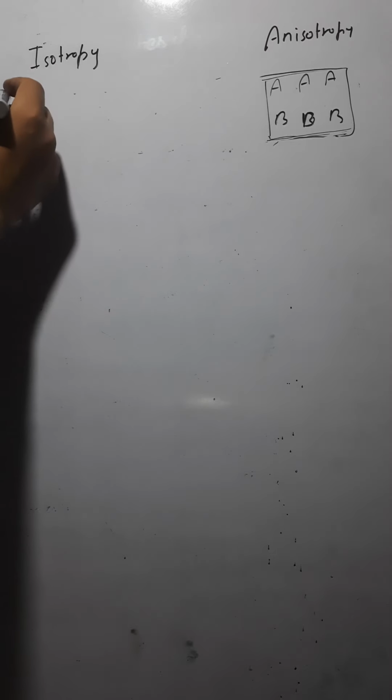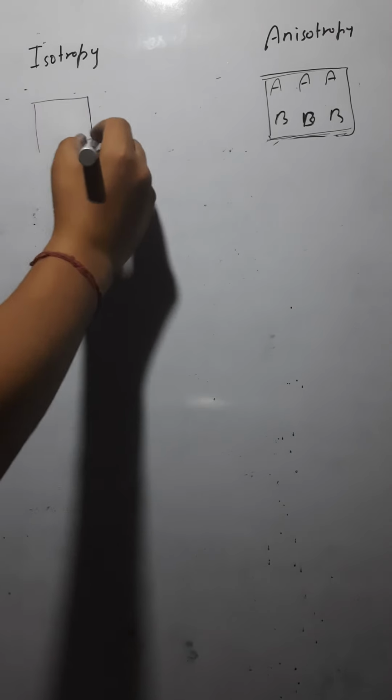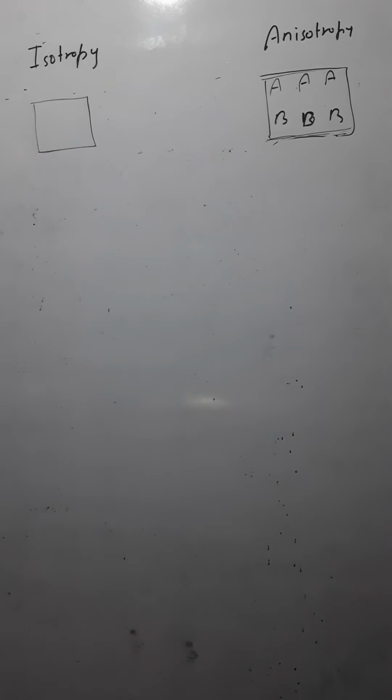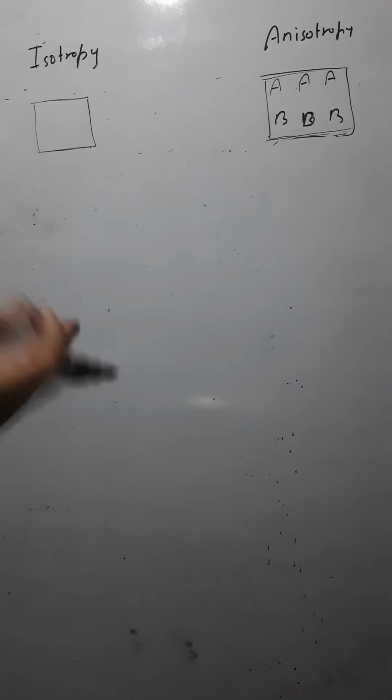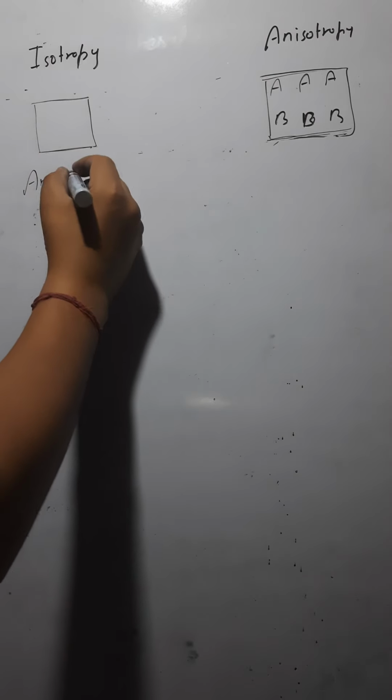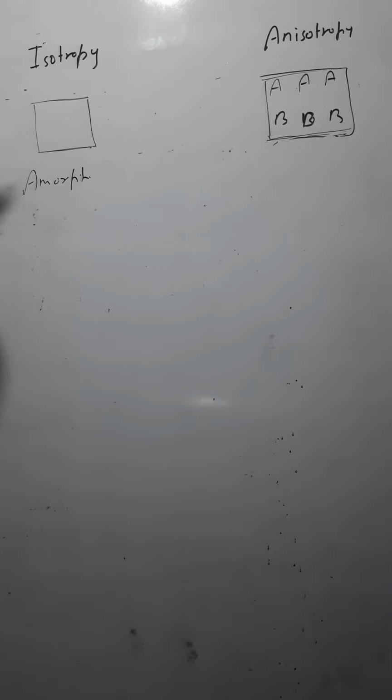Then you have the next property, that is isotropy. Isotropy is a property of some solids where the solid shows similar properties from all its directions, such as conductivity. If you are measuring the conductivity from one direction and from another direction, you would be getting a similar result. Such solids are known as isotropic in nature. We have the example of amorphous solids. So amorphous solids are isotropic in nature.